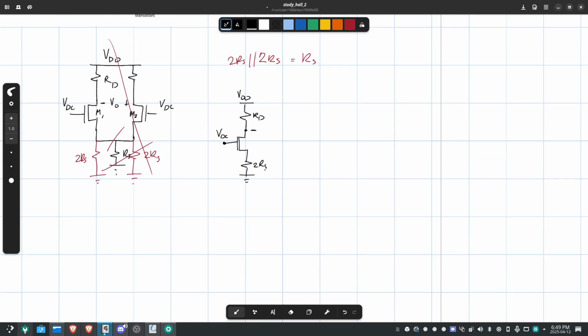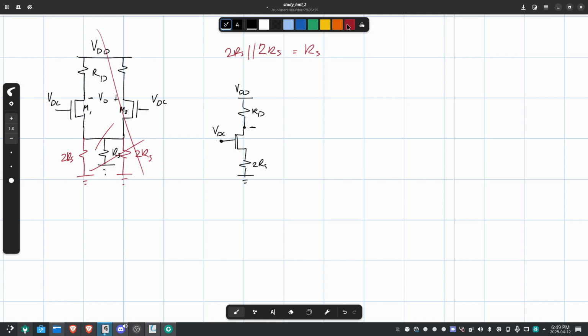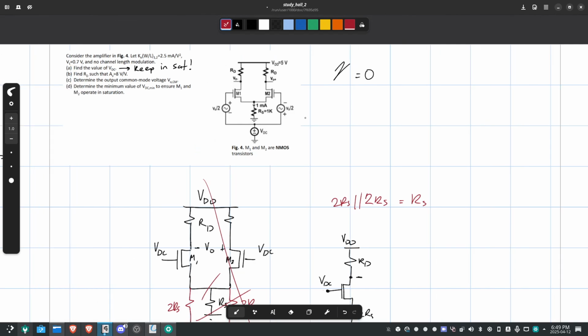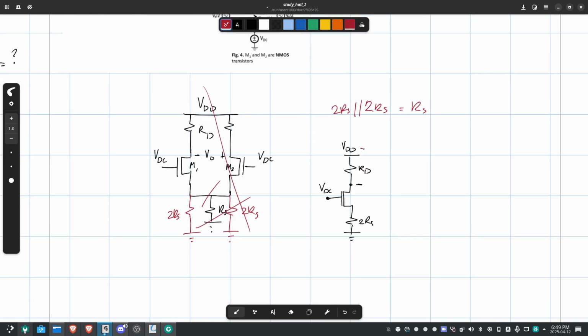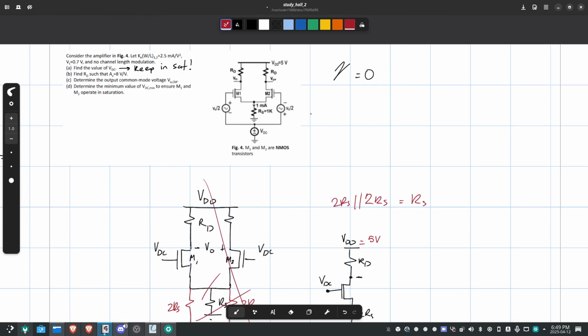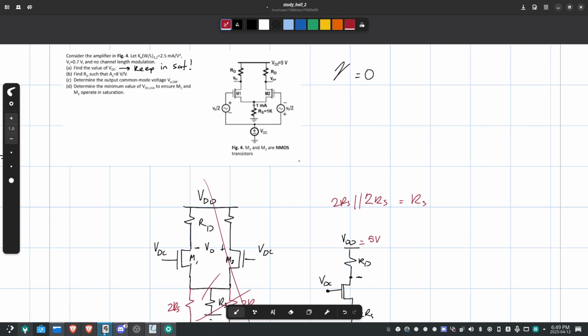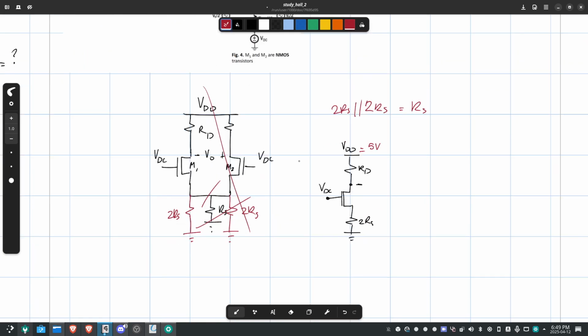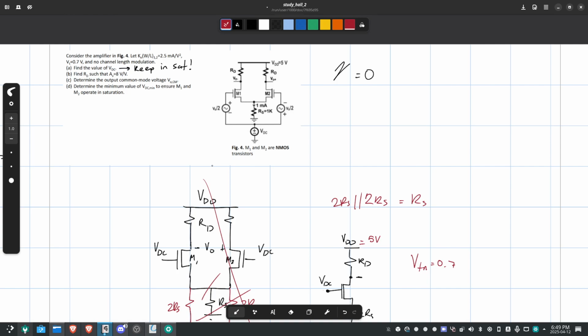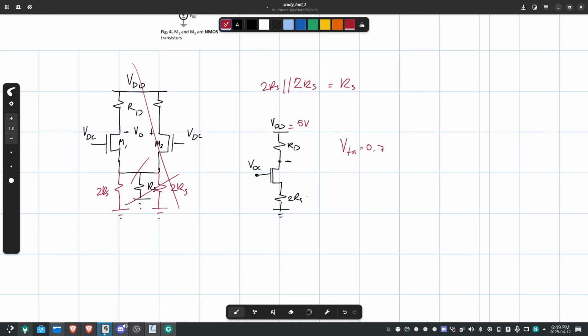All right. So we're back to DC analysis. What is that? VDD is 5 volts. What's VRD? RD is not known. Okay. VTN is 0.7, or VT, yeah. And 2RS would be equal to 2K.